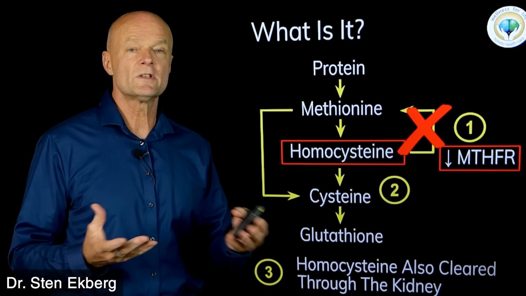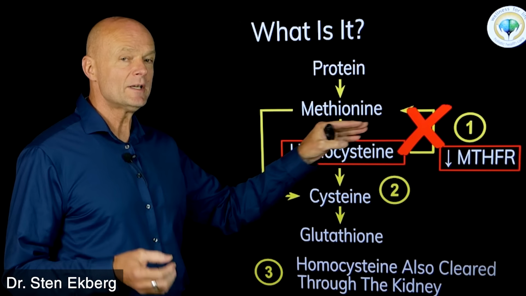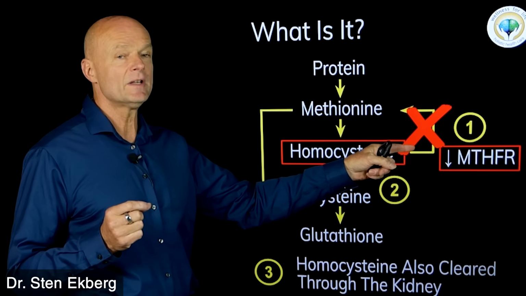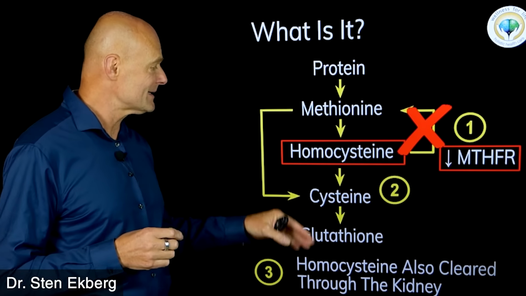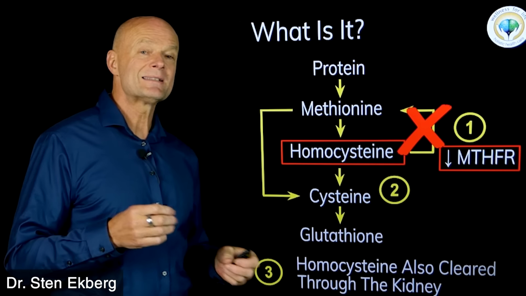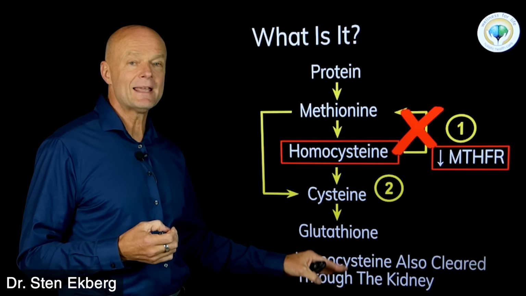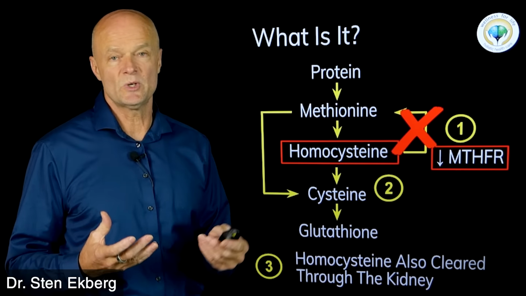It just works the way it's supposed to. Whereas with step number 1, it depends on both the genetic variant and certain nutrients. And step number 2 depends on certain nutrients. But as long as you have healthy kidneys, then this is basically out of the equation. It just does what it's supposed to.